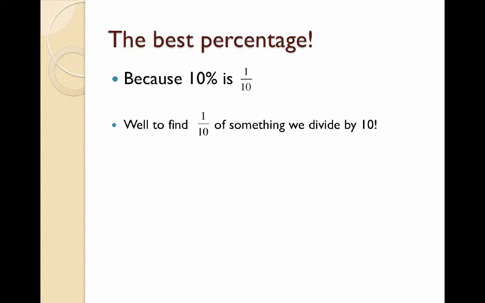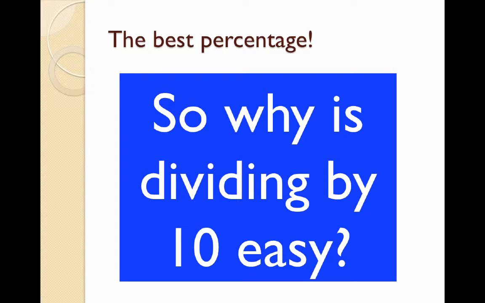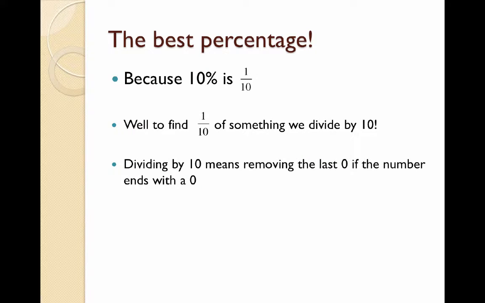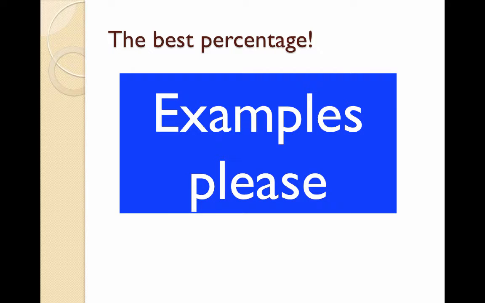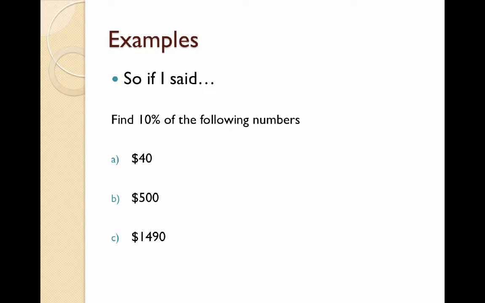But to find 10% of something, we just need to find 1/10 of it, and that means just dividing by 10. It's that easy. Well, dividing by 10 is easy because all we need to do is take off the last zero of a number if it ends with a zero. Well, here are some examples. If I wanted you to find 10% of these numbers here, they all end in a zero.